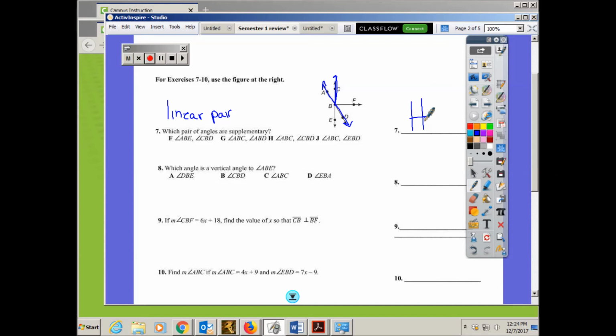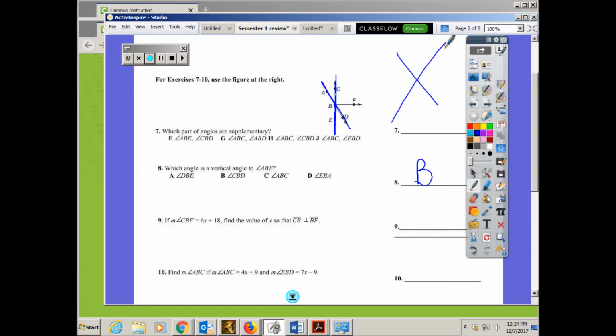So for number 8, what angle is vertical to ABE? When you're talking about vertical angles, you want to focus on that pair of intersecting lines. Anytime you see lines intersecting and they make an X, I want you thinking vertical angles. So what's vertical to ABE? CBD. Yes. So vertical angles are just made by intersecting lines and they're kind of like the opposites.